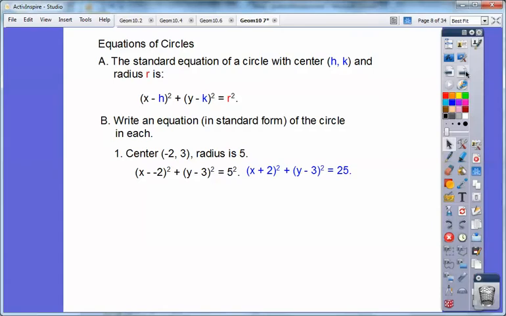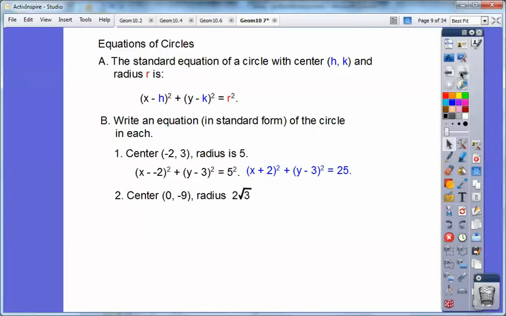And then you change x minus a negative 2 to x plus 2, squared, plus (y minus 3) squared equals 25. And that's it. Just leave it like that. Don't FOIL that stuff out. In Algebra 2, you FOIL that stuff out, but not in geometry.